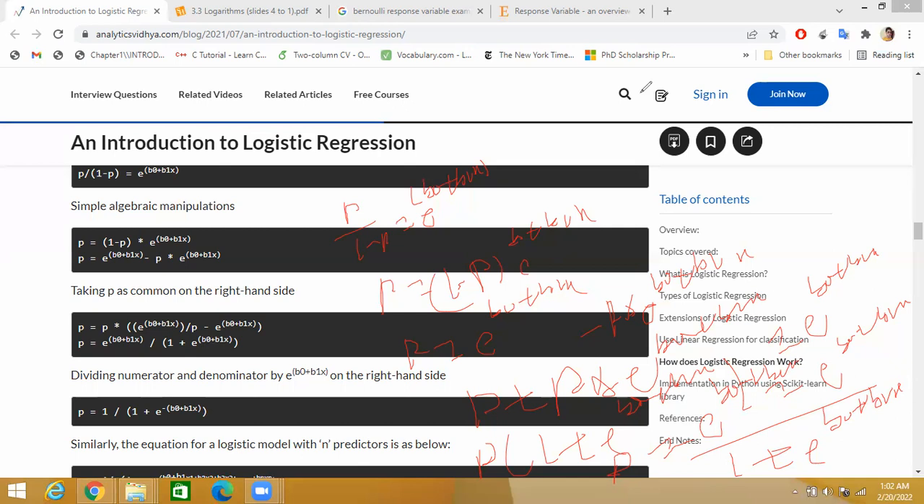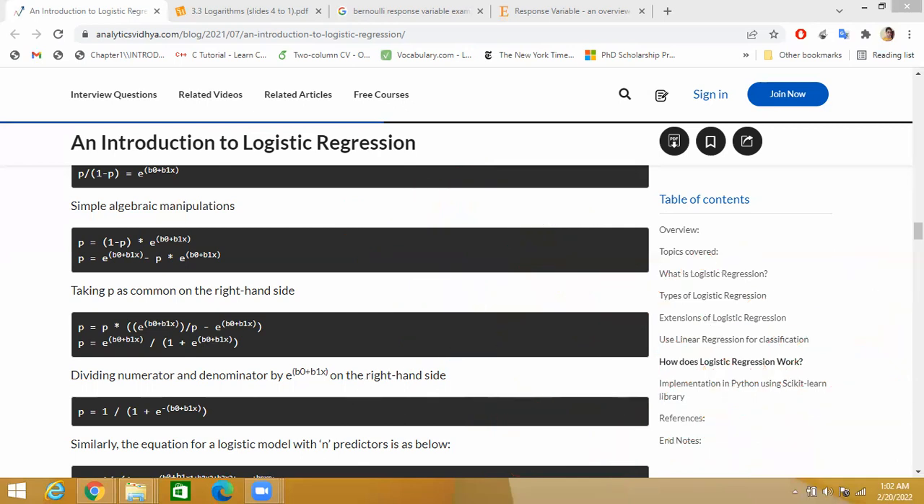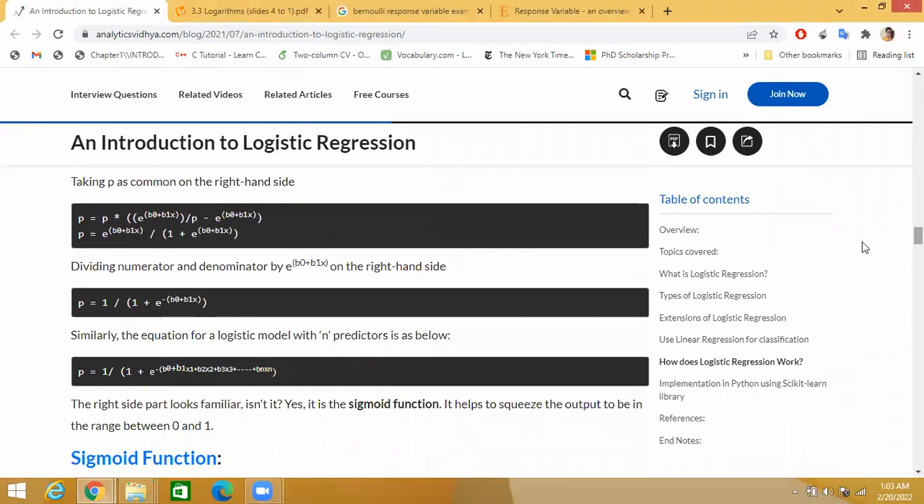Now I will erase this and I will show. So you can see here we are up to here, right? Up to here. So how can we derive up to this equation? This is a very simple calculation. So see here, we have beta naught plus b1 x divided by this 1 plus e to the power beta naught plus b1 x. Okay, so I will change the color.